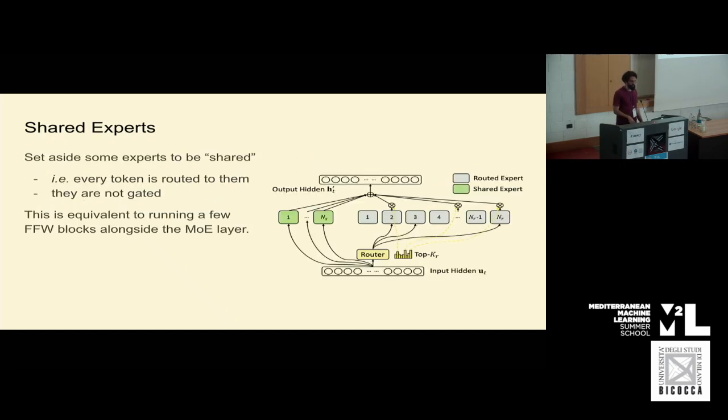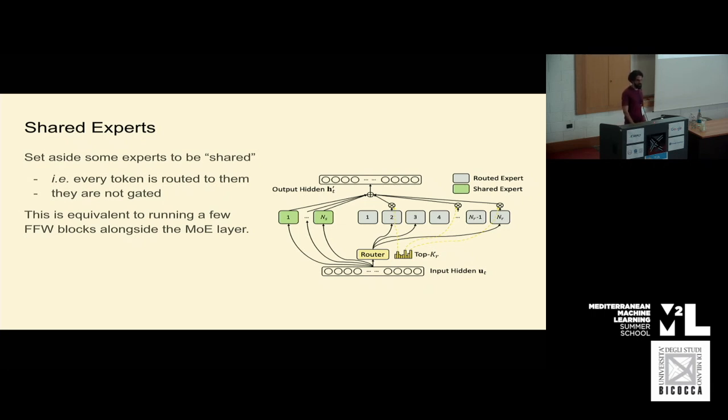One of them, which I think is quite important, is this shared experts idea. It came up in different incarnations in the last years, but the idea is that you reserve some experts to run for every token instead of routing them. So when you're running the MOE layer, it's effectively the same as running the feedforward layer and the MOE layer, and you sum the results. Also, these shared experts are not gated, so this makes them similar.